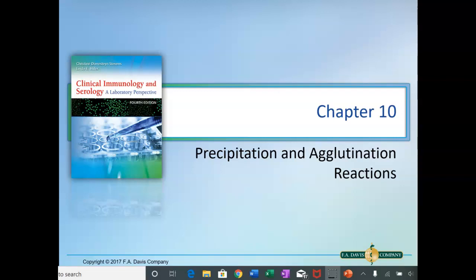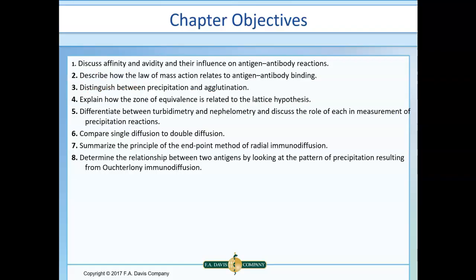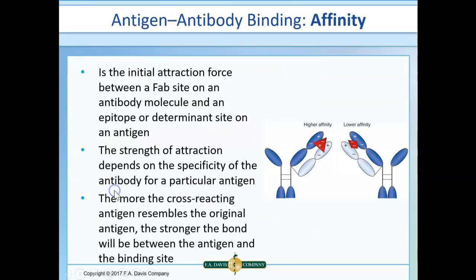All right, today's lecture is going to be on Chapter 10, which is Precipitation and Agglutination Reactions. This lecture is only about 20-some slides long, so we're going to do it in one session rather than breaking it up into several sessions. All right, some objectives here. The first thing we're going to start with is talking about antigen and antibody affinity and avidity.